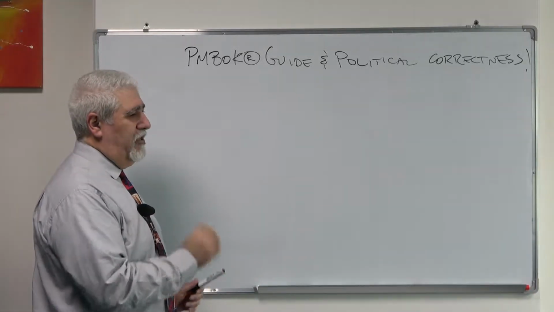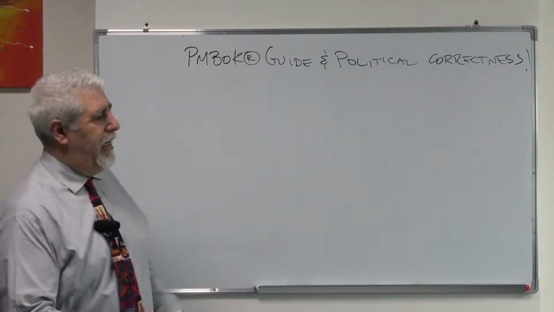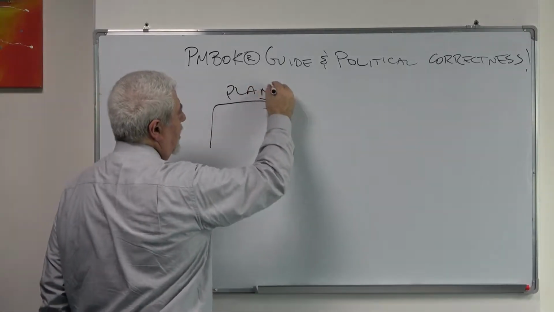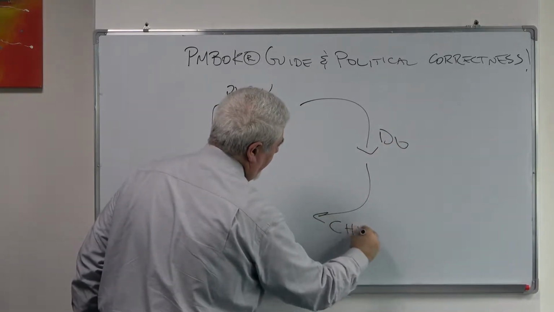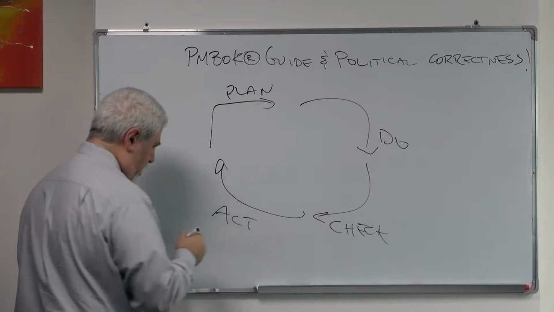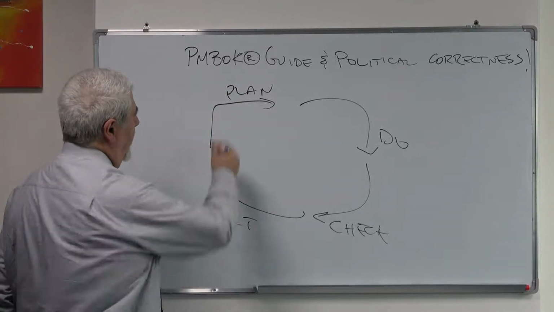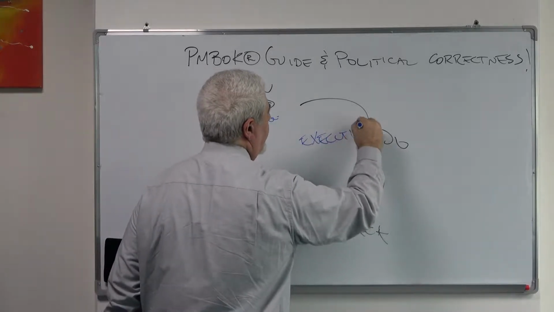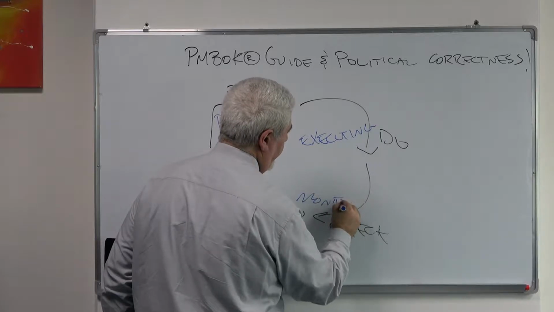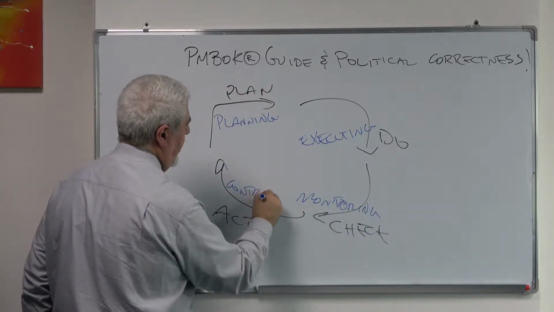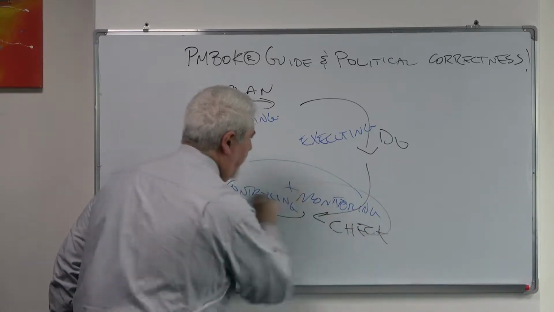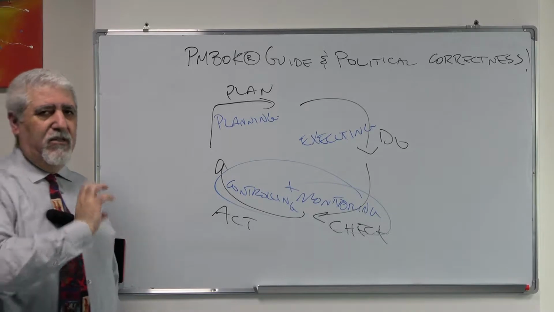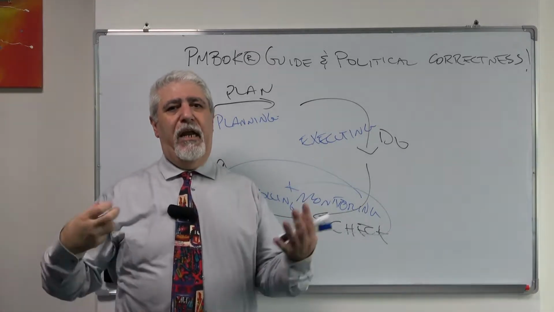Let me just talk first about a concept that we have talked about before and is well known, the concept of the process group: plan, do, check, act, or in the project management word, or PMI word, that is planning, executing, monitoring, and controlling. And remember, PMI group these two topics together. The reason I want to bring this forward first is to highlight what we mean by the monitoring and controlling process group.